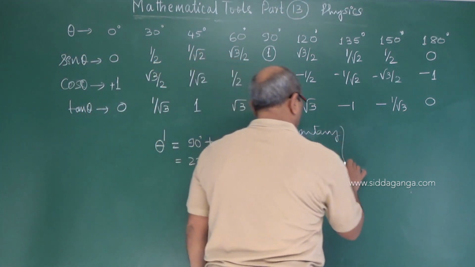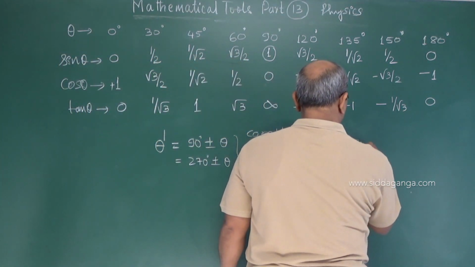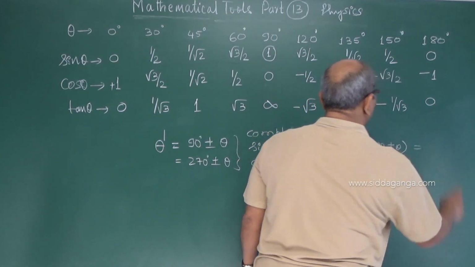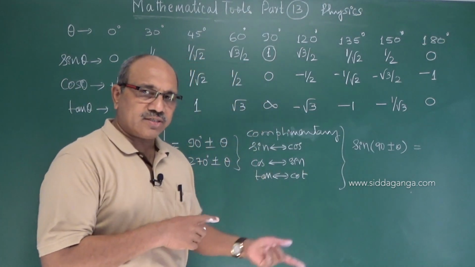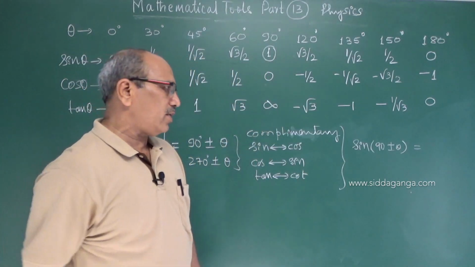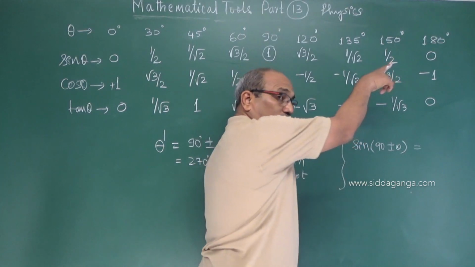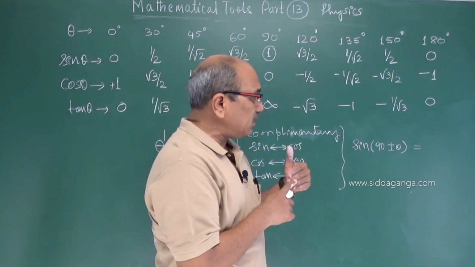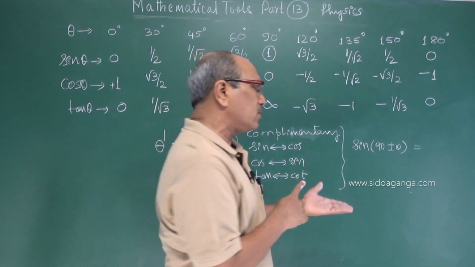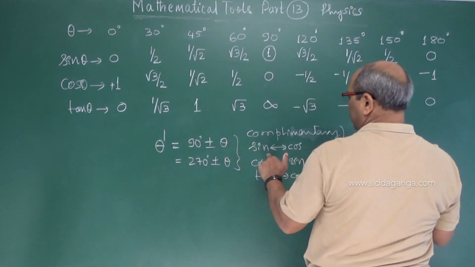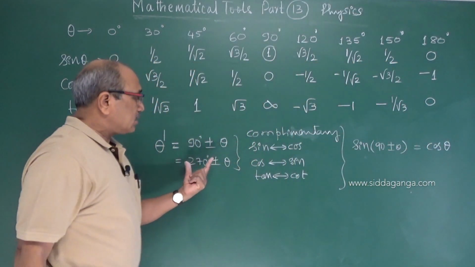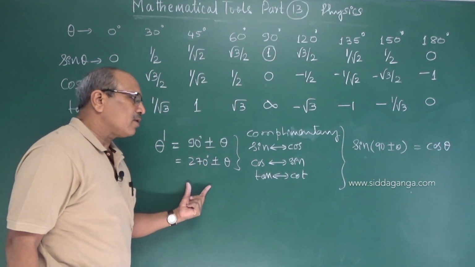First, what I told you is, if we have sine of 90 plus or minus theta, you can write 90 plus theta or 90 minus theta. I told you in the beginning, 90 plus theta is in the second quadrant, and 90 minus theta will be in the first quadrant. But according to this rule, it becomes cos theta. That is what I tried to convince you here.